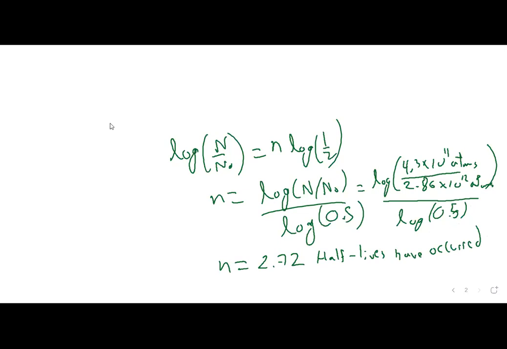And to find then the total time that has passed, you can just say, well, 2.72 half-lives have passed, so 2.72 times how long 1 half-life takes should be the total time, and you'd be right. So t is 2.72 times the duration of 1 half-life, t 1/2, which is 5,730 years.